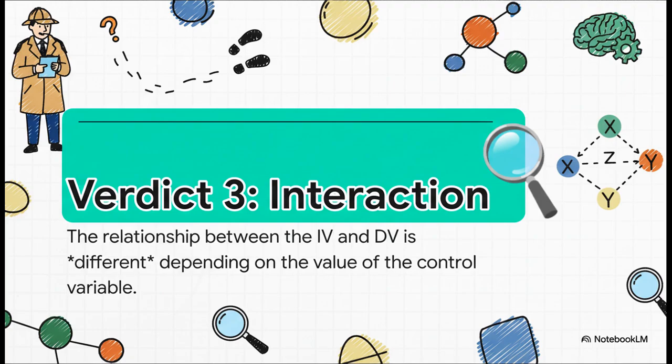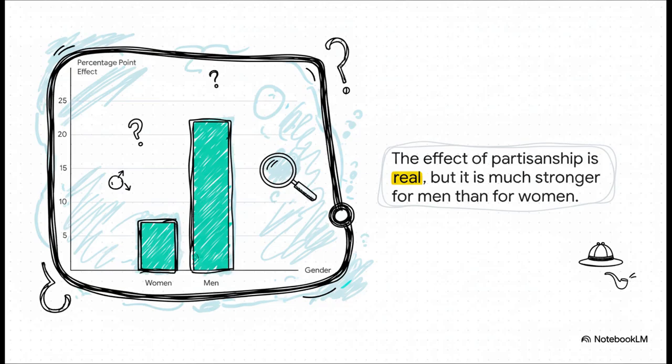Finally, we get to the most complex one, an interaction. This is where the effect of our main suspect actually changes depending on some other factor. It's not a simple story at all. For example, the effect of your political party on your gun control views might be real, but it could be totally different for men and women. For women, the difference between the parties might be pretty small, say 7 points. But for men, it might be a huge 22-point gap. The relationship itself actually changes.